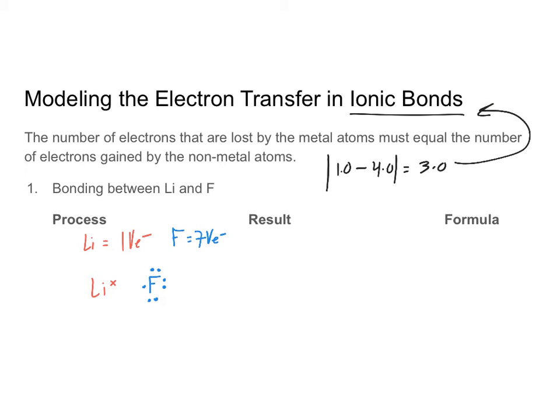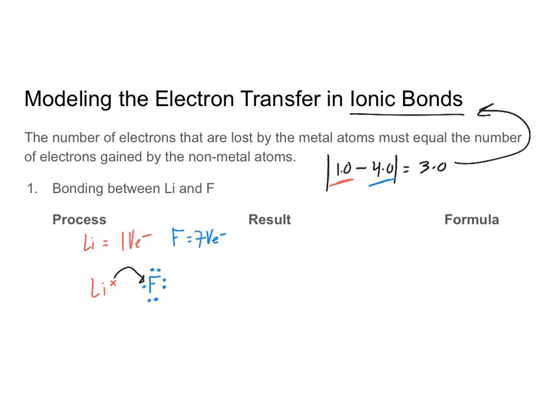And because the electron is being transferred from the less electronegative element to the more electronegative element, because that's the point of this, I need to draw an arrow that indicates that the electron has transferred to fluorine.